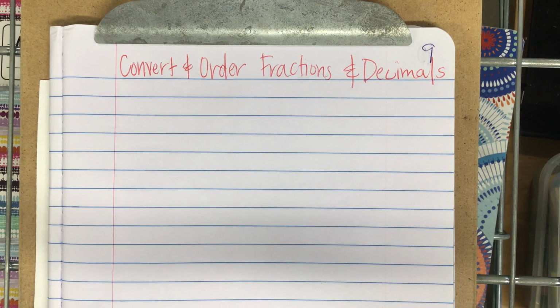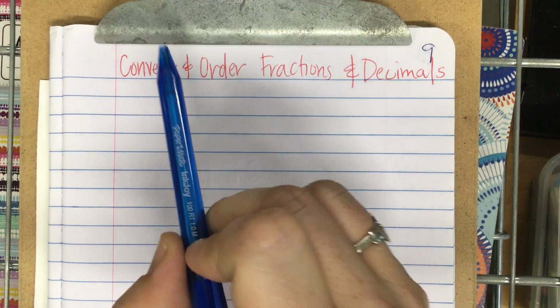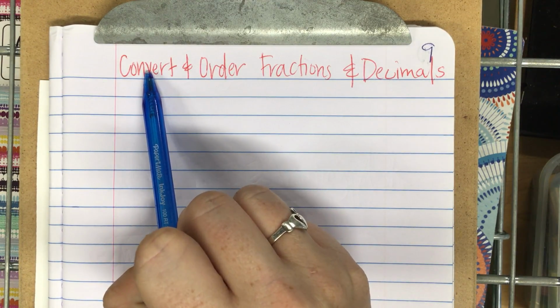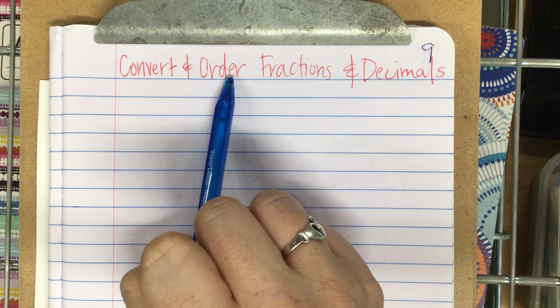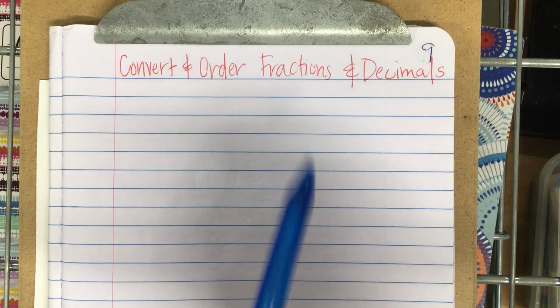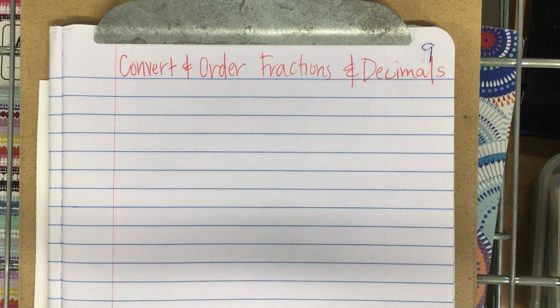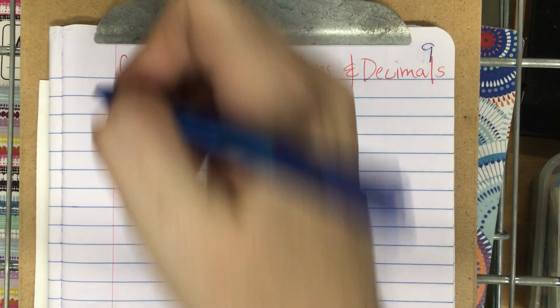So, we are going to talk about how to order numbers, how to put them in order, how to convert them so that they all look the same, and how to put them in order. All right? The easiest way to work with numbers is if they're all in decimal form. So we're going to put that in our notes.